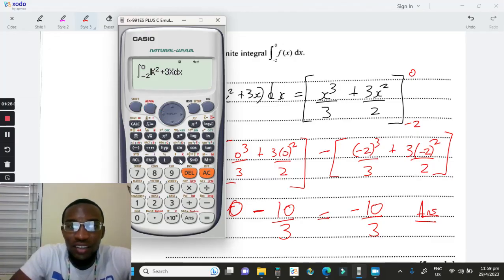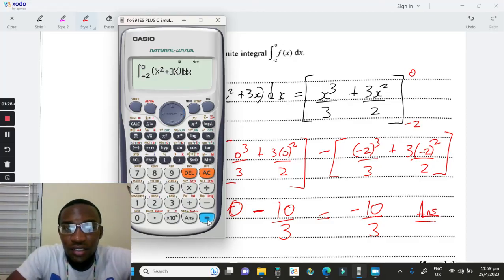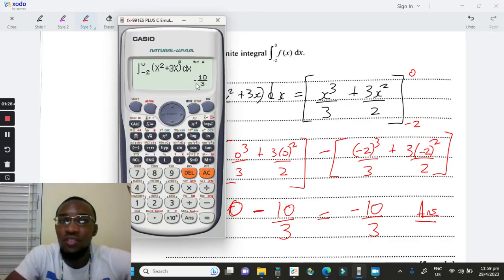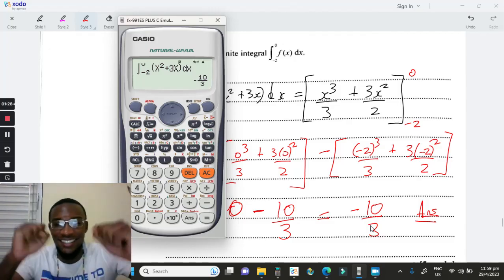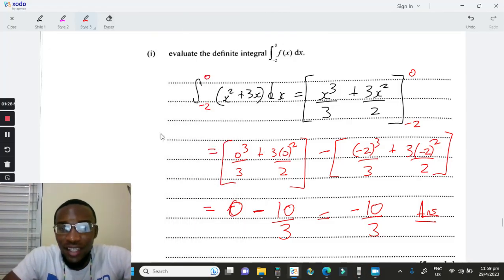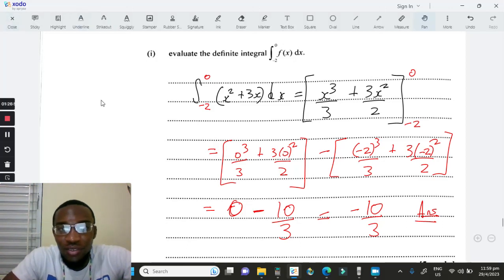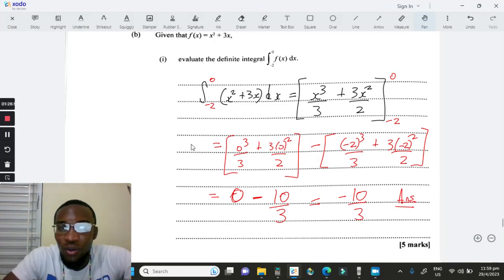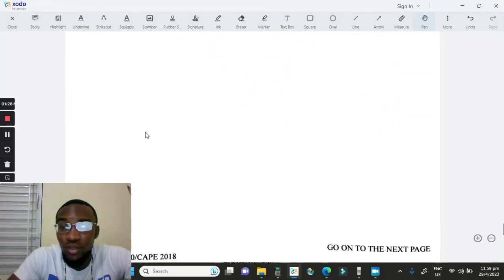Guys, double check your answers. So, negative 10 over 3. So we know we're correct. Now that we know we're correct, we don't have to check over anything. Guys, buy that calculator so you can check over your questions. You don't need to work it over and see if you're correct. You know you're correct.